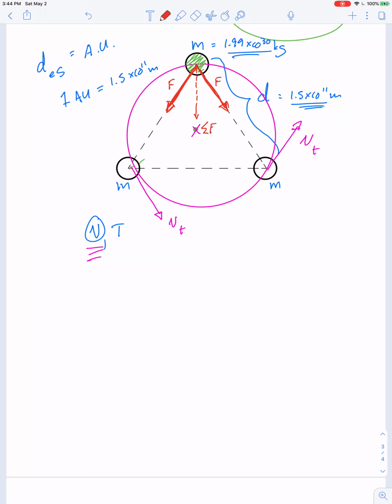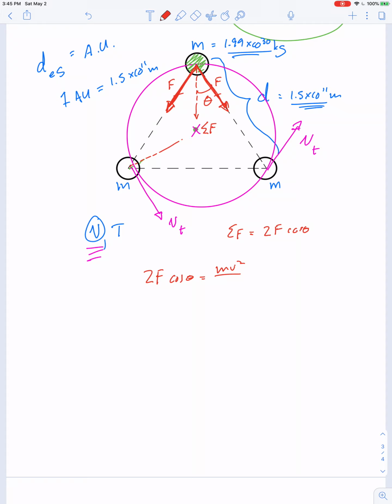So we can say there's a net force toward the center, and if we label this angle as theta, I think we agree that angle would be 30 degrees, correct? Okay, so that net force would be equal to 2, since there's 2 of them, F cosine theta, because we're just finding the components that lie adjacent to the known angle. So the net force is 2F cosine theta, but that net force has to be centripetal in nature, so 2F cosine theta has to be equal to mv squared over r.